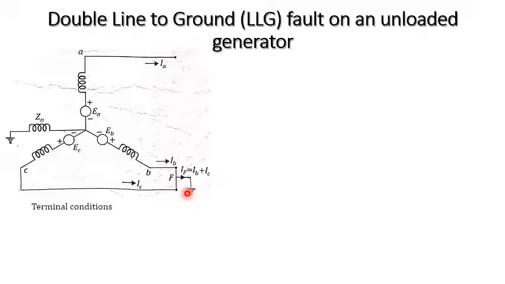What will happen if it is grounded? The voltage across the two phases will become zero, so VB and VC will become zero. And the current of the healthy phase, IA, will become zero. From these terminal conditions it is very easy to calculate the phase voltage in terms of the symmetrical components, other than the values of symmetrical component currents. That's why we are calculating the symmetrical component values of the voltages.